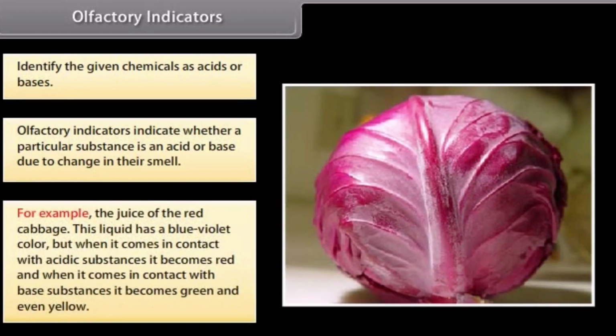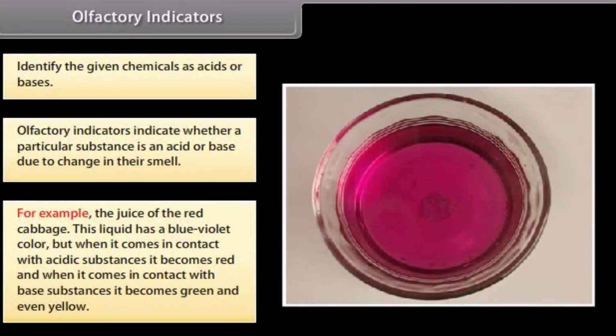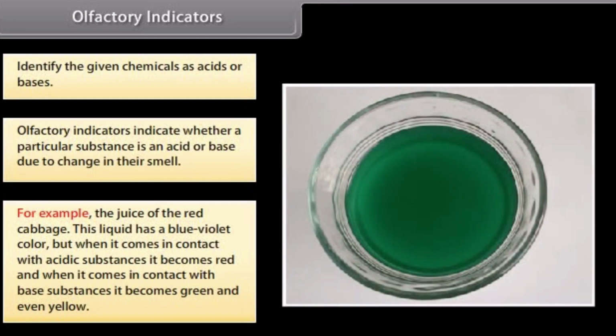For example, the juice of the red cabbage. This liquid has a blue-violet color, but when it comes in contact with acidic substances, it becomes red, and when it comes in contact with base substances, it becomes green and even yellow.